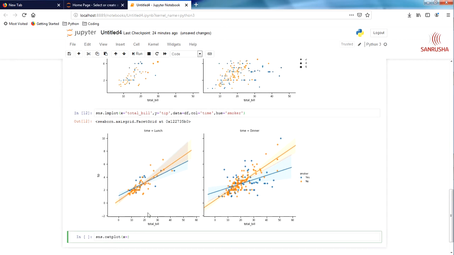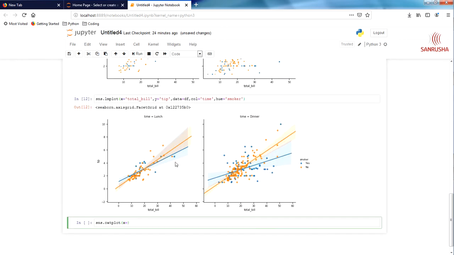Let's move on. Let's add some more visualization, and this time we are going to draw something called catplot. We understood that there is a difference in behavior. Is there a difference in behavior in the tip amount based on the day of the week? To understand that, let's draw a different kind of chart. Let's say x equal to day and y equals tip and data equals df.